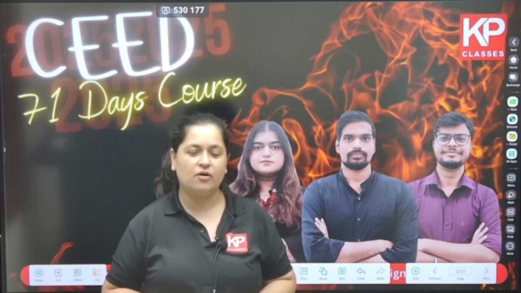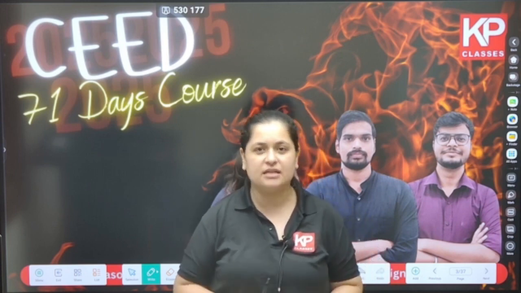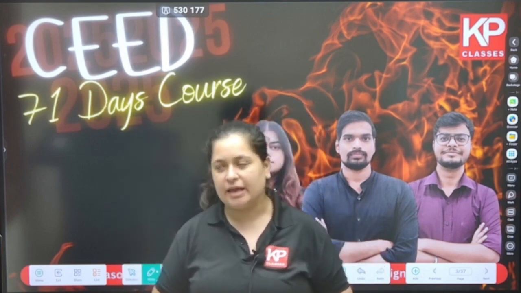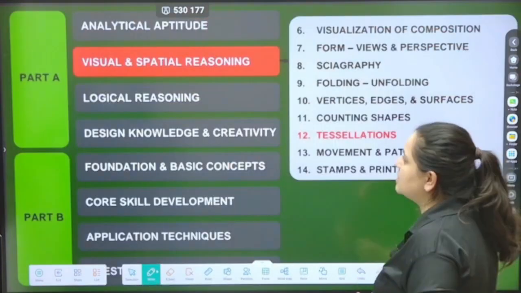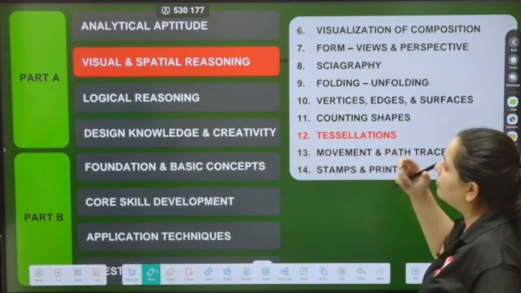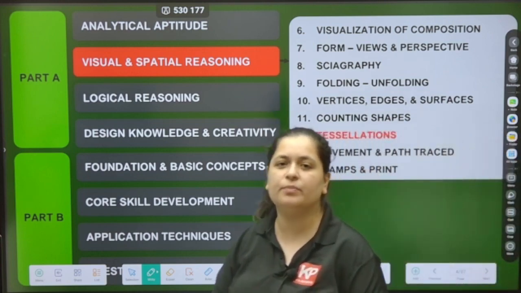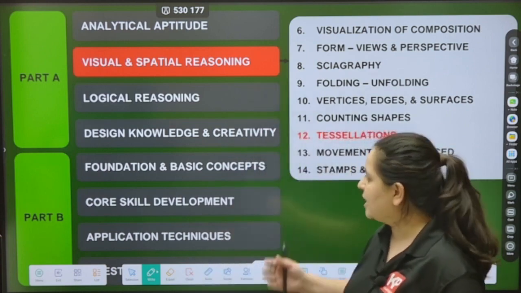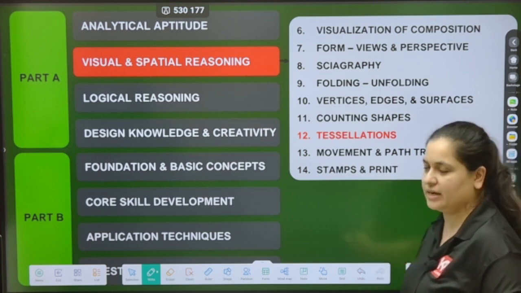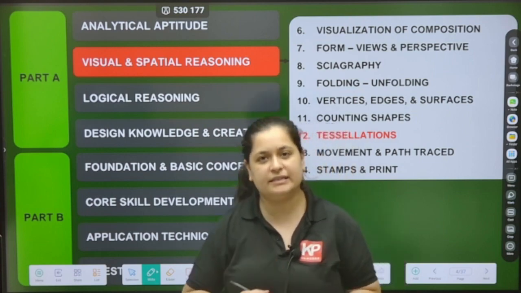As you must already be aware, in this series of 71-day course, we are going to be covering the entire syllabus of your CEED exam, including part A and part B. For part A, based on the syllabus and the previous year's questions, we have divided the entire part A into sections, that is analytical aptitude, visual and spatial reasoning, logical reasoning and design knowledge and creativity. All this is going to be part of your computer based test, and apart from that you will have foundation and basic concepts, core skill development, application techniques and all. This is a part of part B wherein you will be tested based on your sketching and design skills.